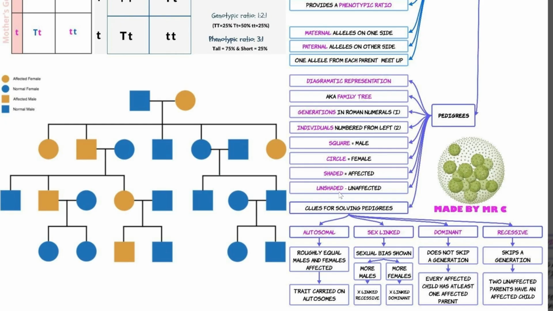When it's dominant, it does not skip a generation. Every affected child has at least one affected parent. And if the trait is recessive, it does skip a generation. Two unaffected parents can have an affected child, where both parents are heterozygous, being big A, little a. 25% of their children should have little a little a, and express the trait.